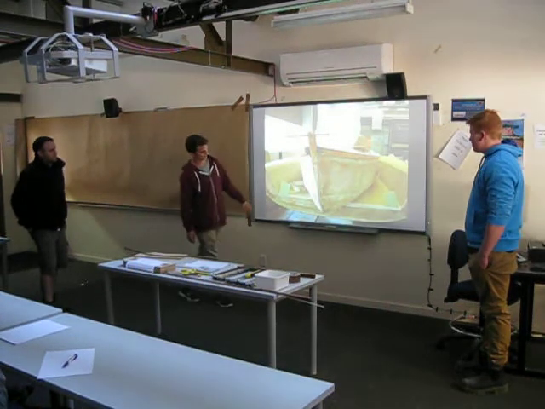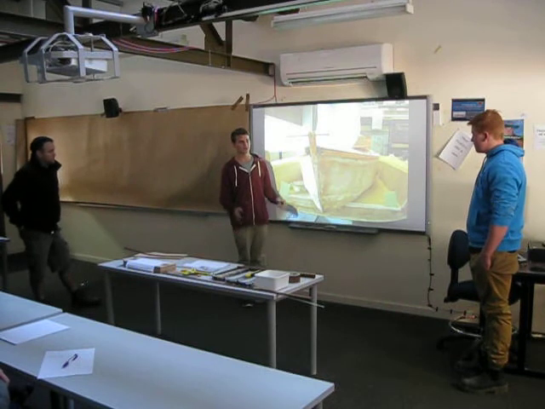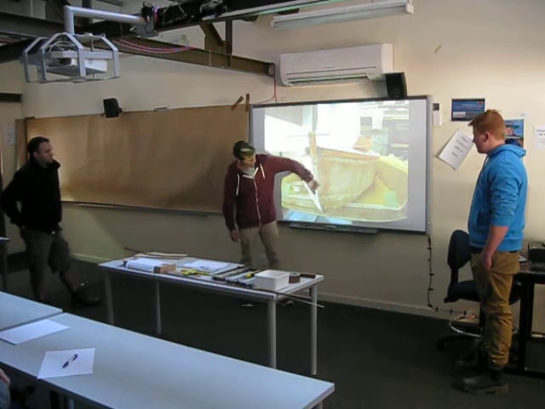This is a bit of a visual way to see how, because we did a chine boat, which is where the hull changes at an angle. So this is the chine line.